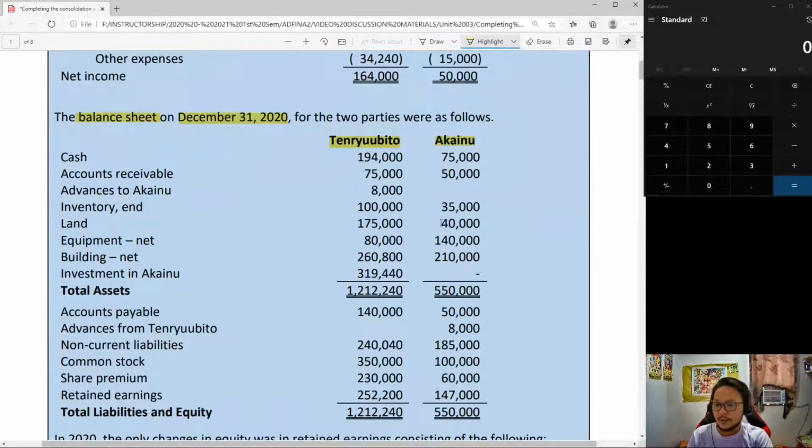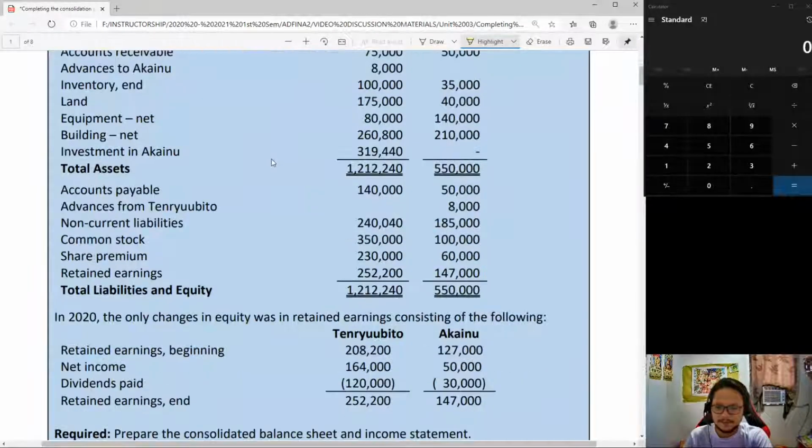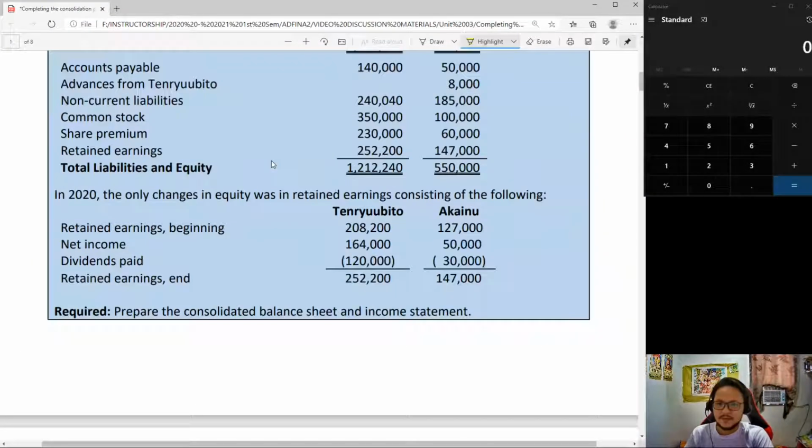Okay, I think by now you're already done pausing the video and copying it on your own. And if you'd like, you can move away from this video and you can try to solve the problem on your own. Let me just show you the rest of the data. So what remains is simply an analysis on the retained earnings, kung ano yung nangyari. In 2020, the only change in equity was in retained earnings consisting of the following. So, see you when you finish your computations.